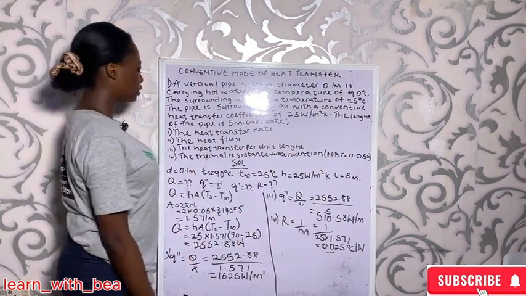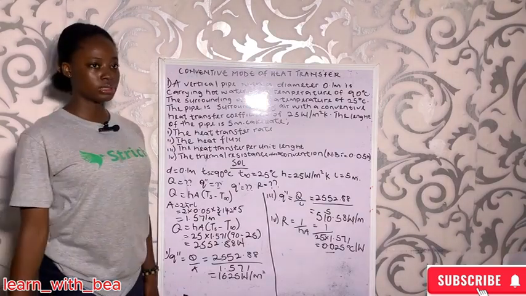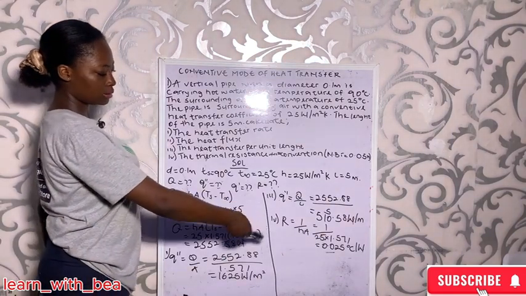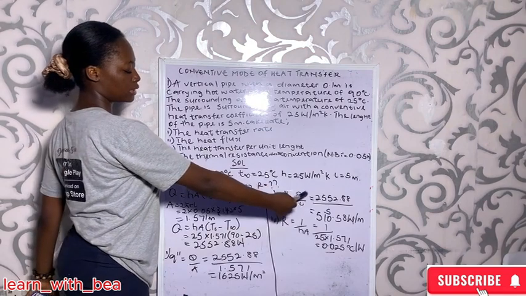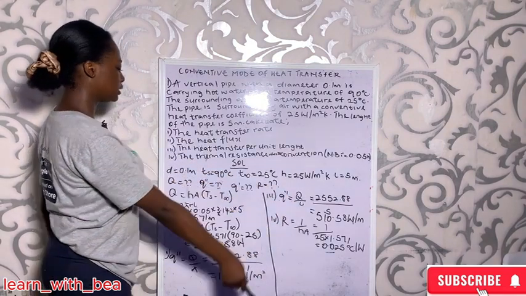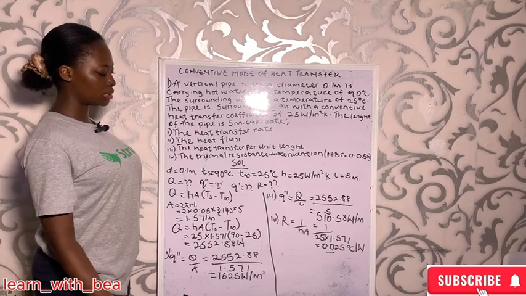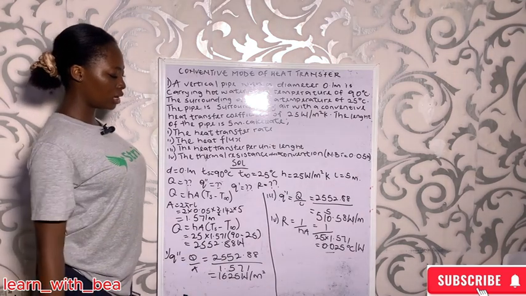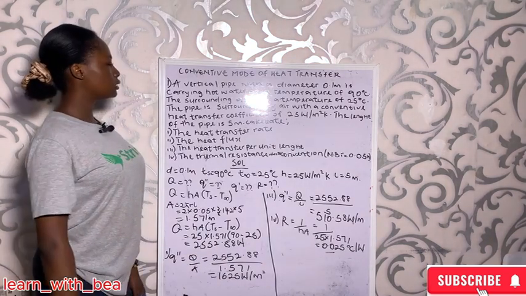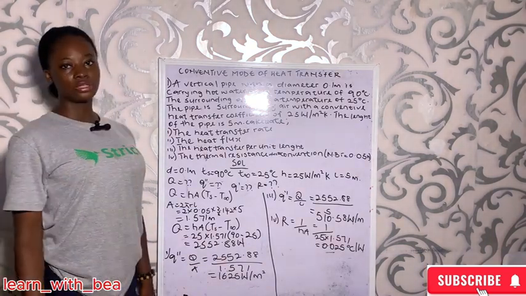Then the third one, we have to calculate the heat transfer per unit length. And we did that. That's per length. And we got that. And the last question, we have to calculate our thermal resistance, which is 1 over hA. And we did that. So let's move to overall heat transfer coefficient.